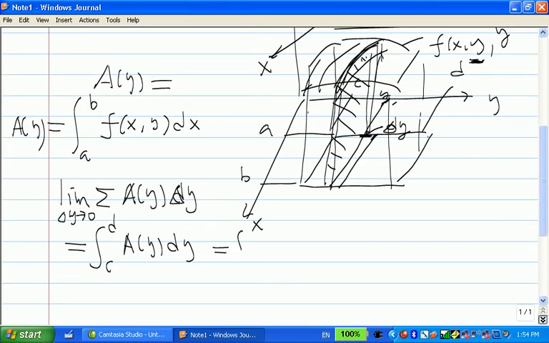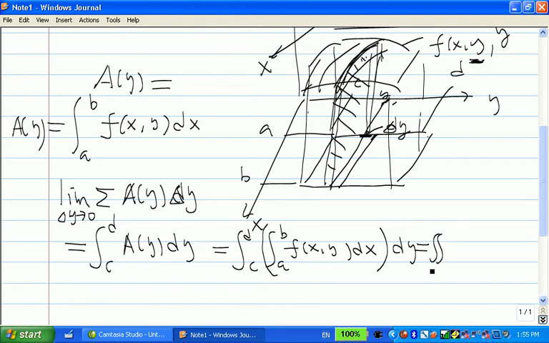Okay, what is A(y) here? A(y) here is the integral from a to b of f(x,y) dx. This whole thing is your A(y), then dy. Okay. So what is this? This gives you the volume under the surface. We just looked at it a different way. And what is the volume under the surface? Exactly what we call the double integral.